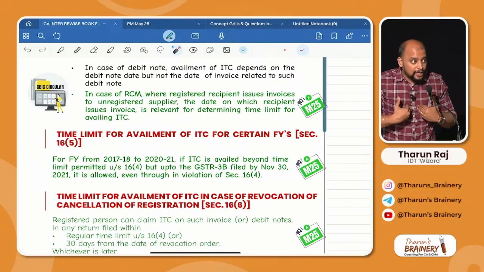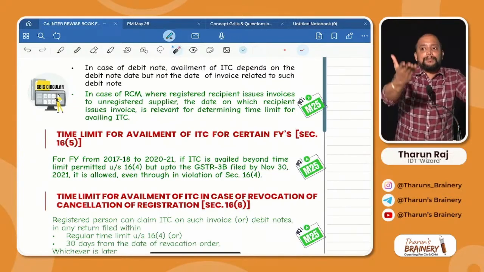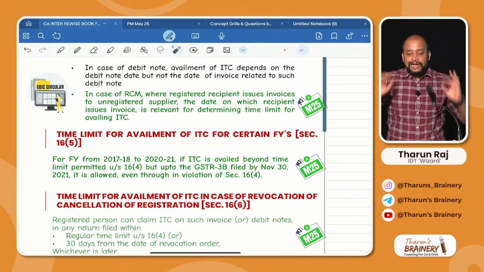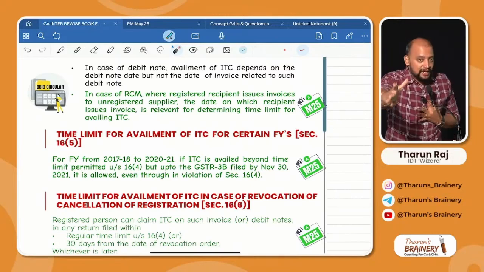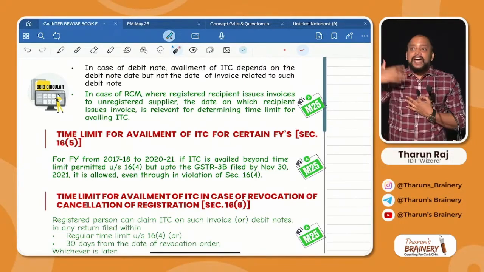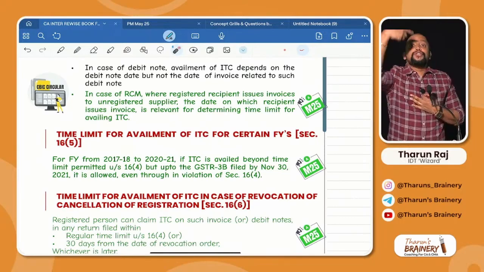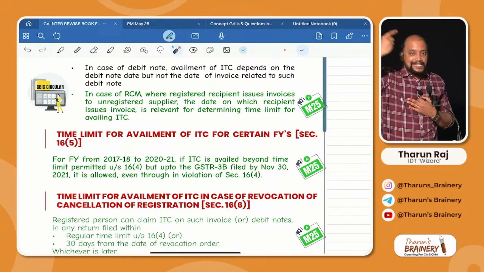Now the recipient should issue a self-invoice to the supplier. Is it clear or not? I am the supplier, you are the recipient. When the supply is covered under RCM, I will not give an invoice to you. Then you should be giving an invoice to me, called a self-invoice.